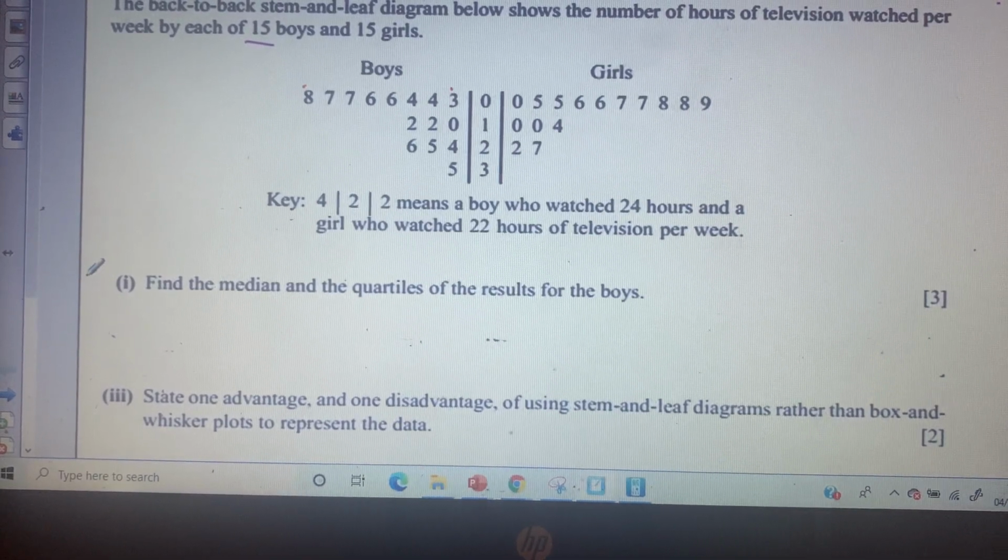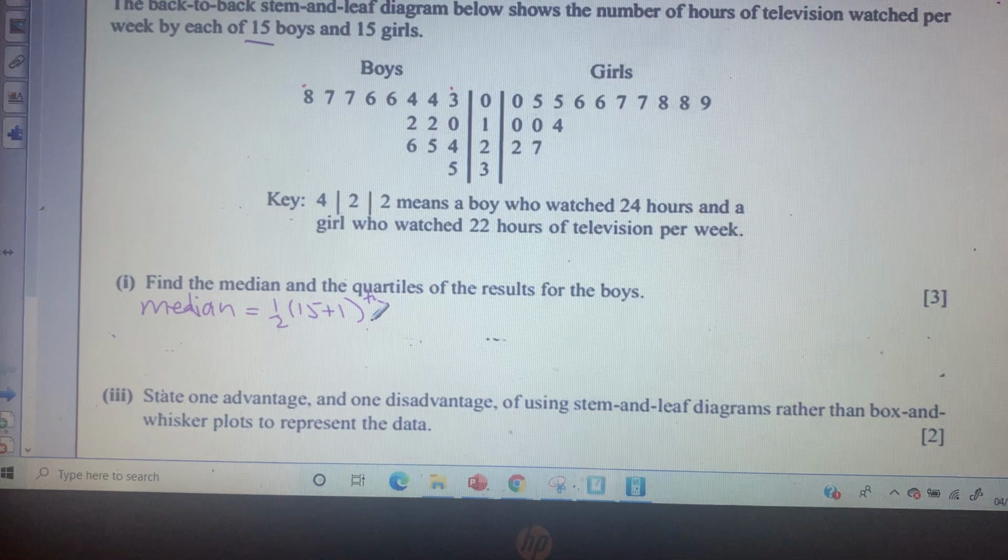Right, there's 15 boys. So if there's 15 boys, your median will be, if I could spell median, that would be good. Median is half of 15 plus 1. So it's going to be the 8th. 1, 2, 3, 4, 5, 6, 7, 8. It's 8 hours.